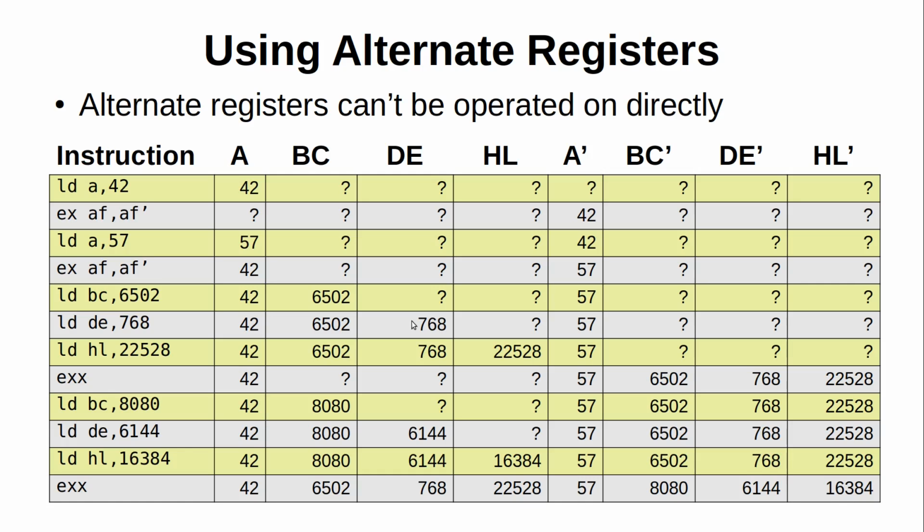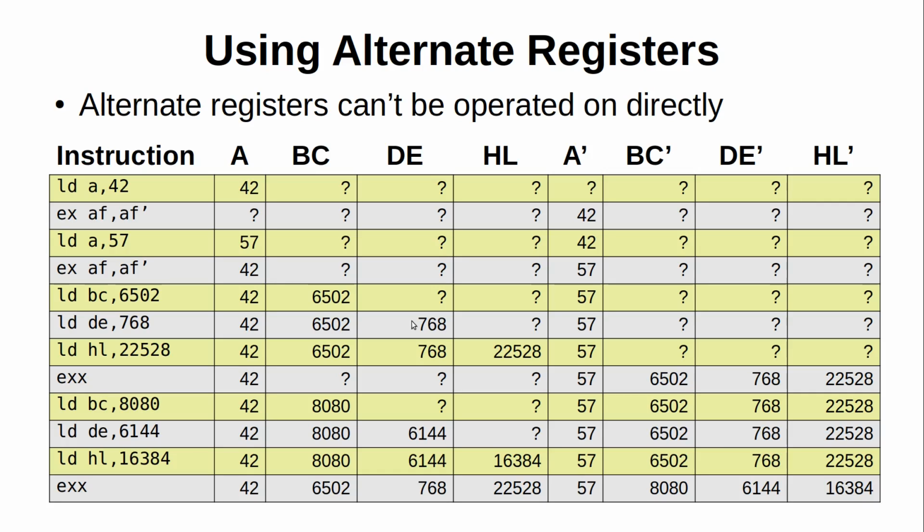To illustrate how the exchange registers work, let's go through a little case study in using alternate registers. In this table, we see a program with each instruction followed by the values in each of the affected registers after the instruction has been executed. At the beginning, the values are all unknown, and we will follow the program as it sets values in not only the main registers, but also in the alternate registers. As we have seen earlier, the only way to affect the values in alternate registers is through the use of exchange instructions. And now we'll see exactly what happens.